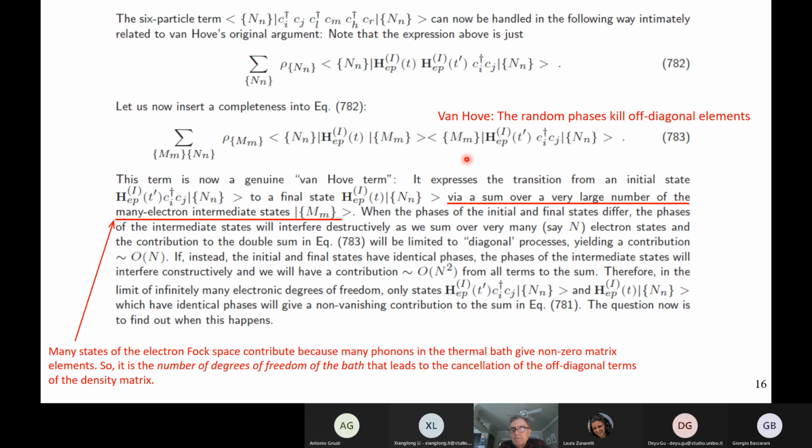Any clearer? Yeah, yes, it's better. I mean, the point is that if the states are different, if i and j are different, you can get there through so many ways with different phases that they cancel. Instead, if i and j are the same, then you always get there with the same phase. So you have constructive interference by the time you get there.